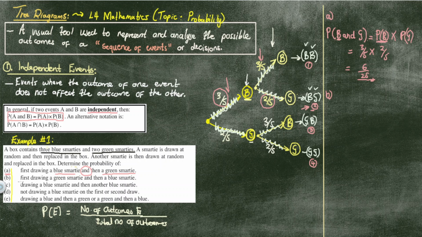So B, first determine the probability of first drawing a green smarty then a blue smarty. So number 3, we want to take out a green and then a blue.